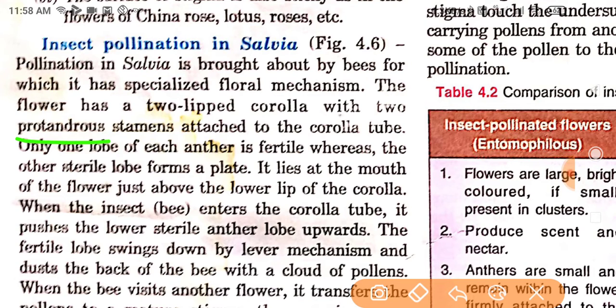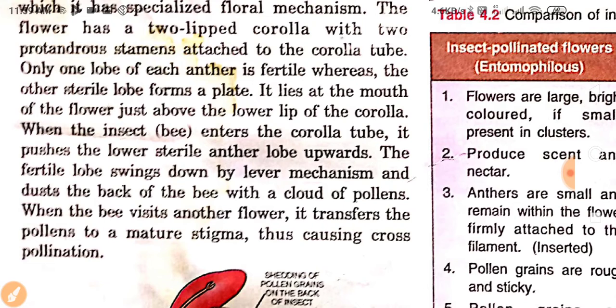As we read in the last chapter, protandrous means the stamens mature earlier than the gynoecium. Only one lobe of each anther is fertile, whereas the other sterile lobe forms a plate. One lobe is fertile only. It lies at the mouth of the flower just above the lip of the corolla. When the insect or bee enters the corolla tube, it pushes the lower sterile anther lobe upwards. The fertile lobe swings down by a lever mechanism and dusts the back of the bee with a cloud of pollen. When the bee visits another flower, it transfers the pollen to a mature stigma, thus causing cross pollination.